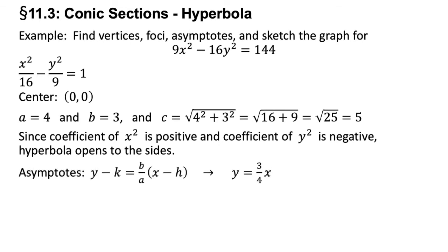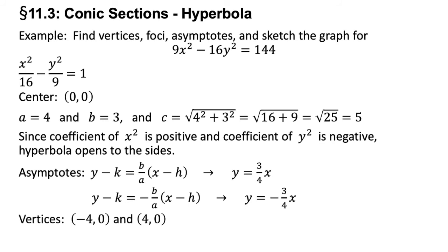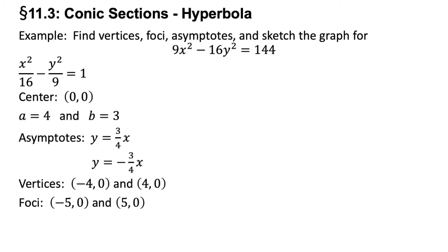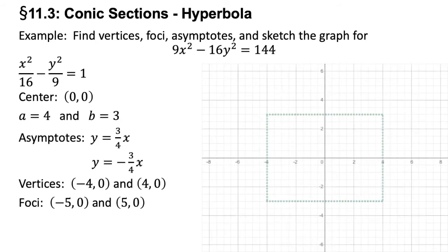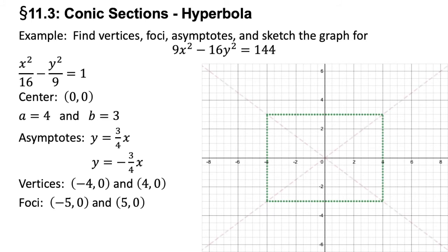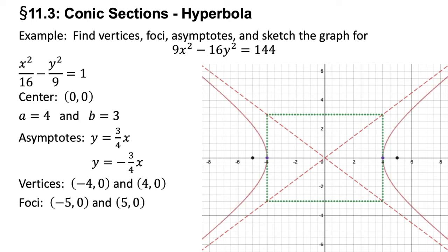Asymptotes are y equals 3/4 x and y equals negative 3/4 x. Vertices are 4 units to the left and right of the center, and foci are 5 units to the left and right of the center. Using the center, a and b, we draw a rectangle and graph the asymptotes. Vertices and foci are to the left and right of the center, and the hyperbola opens sideways.